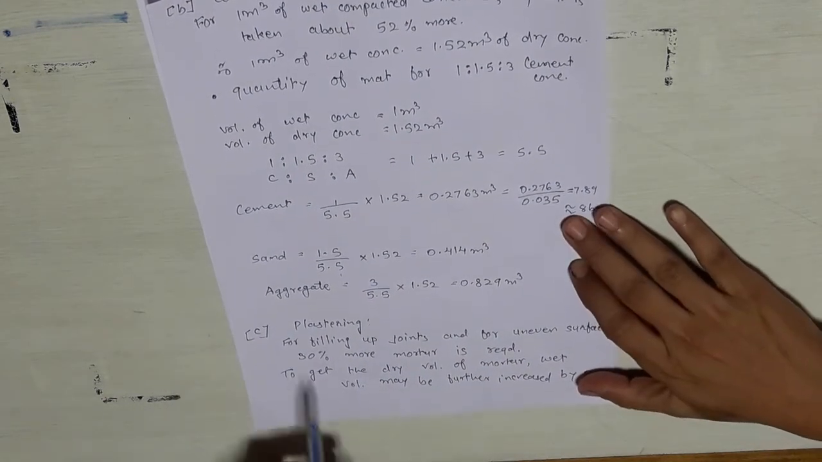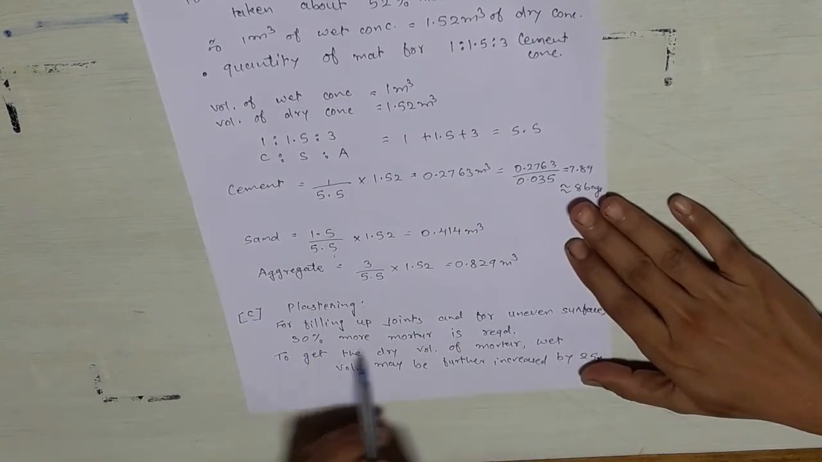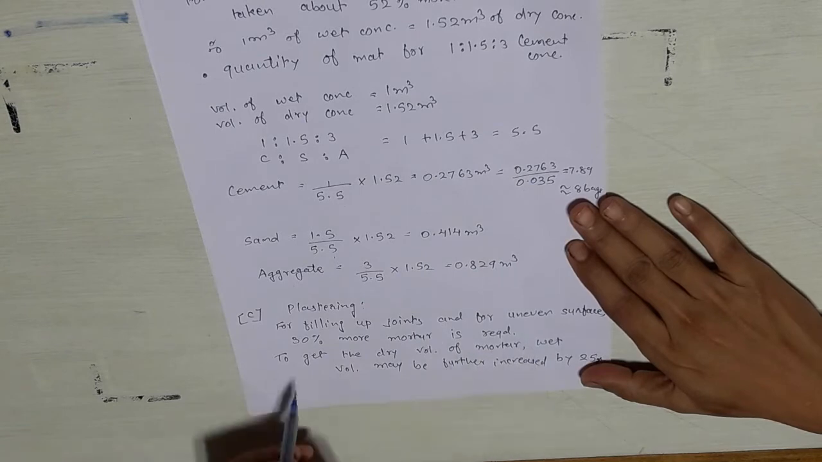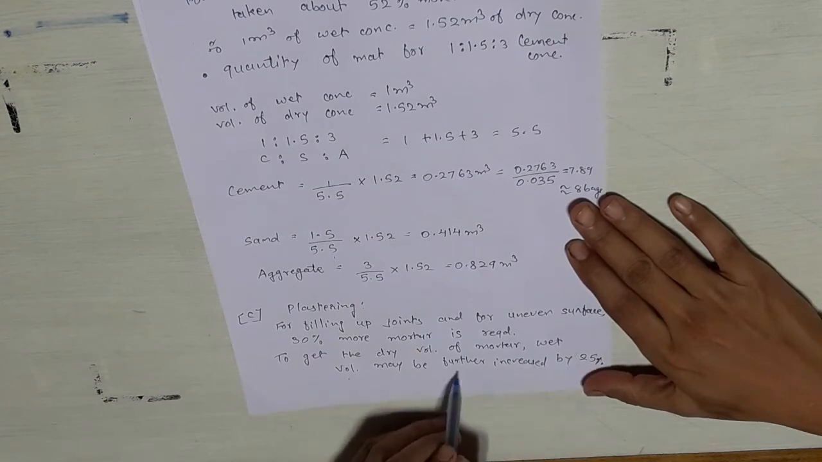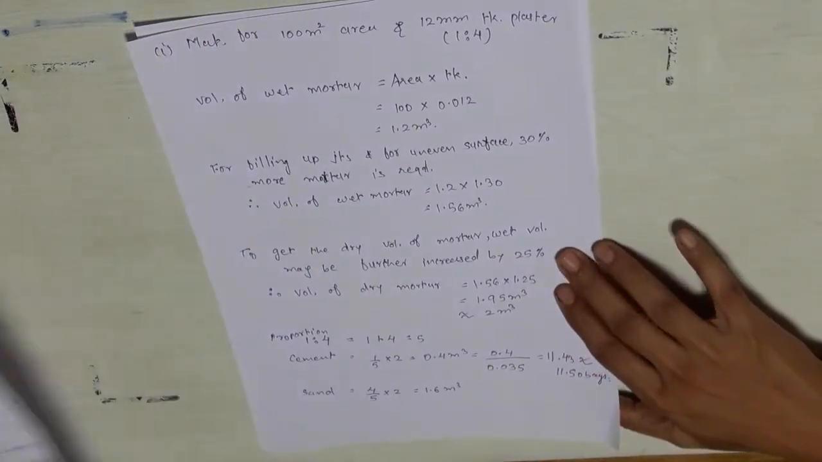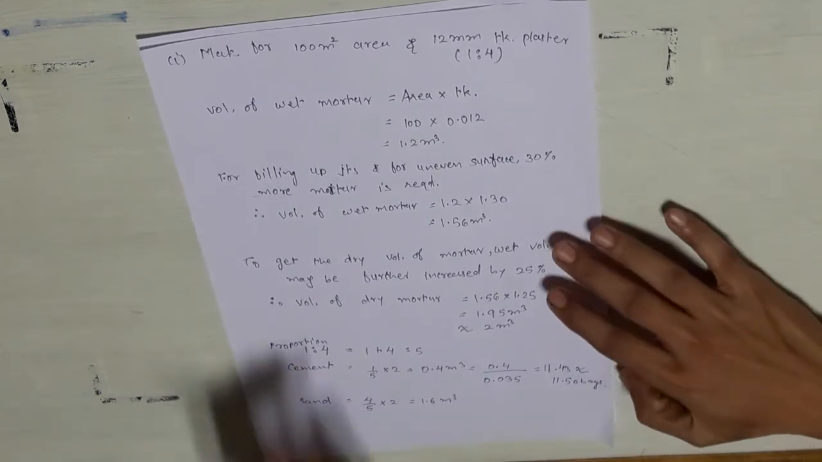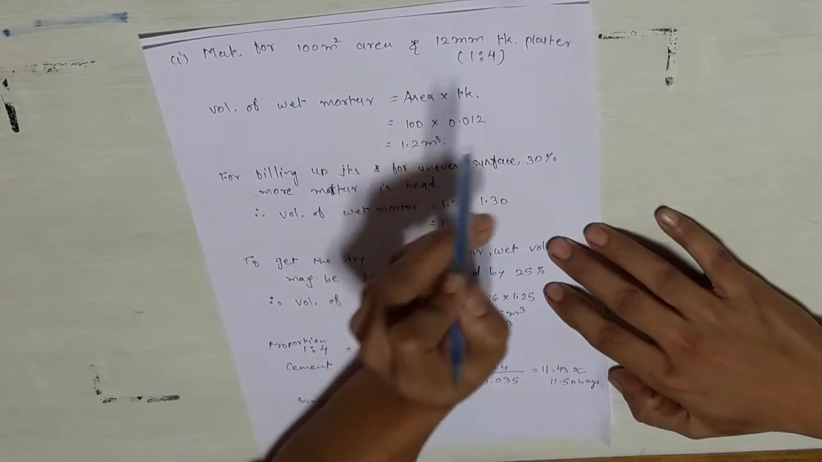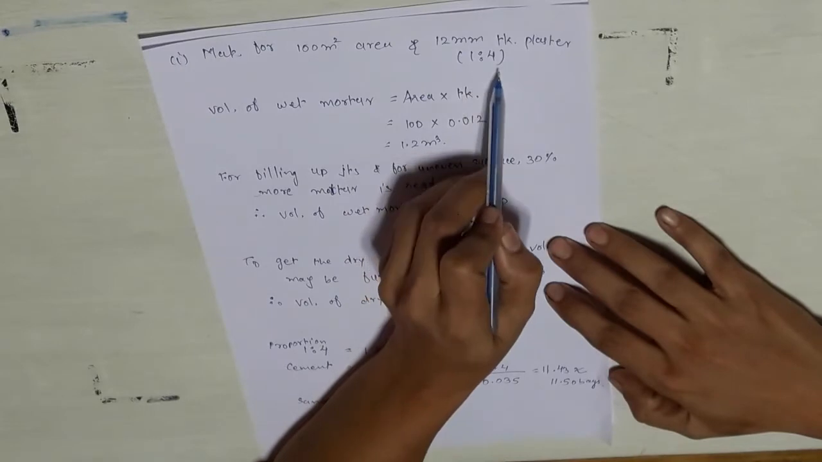Now for plastering, for filling up the joints and for uneven surface, 30% more mortar is required. To get the dry volume of the mortar, the volume may be further increased by 25%. So for finding out the material for 100 meter square area and 12 mm thick plaster, here the proportion is 1:4.